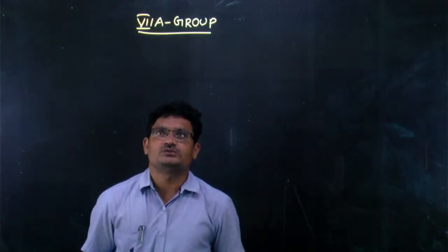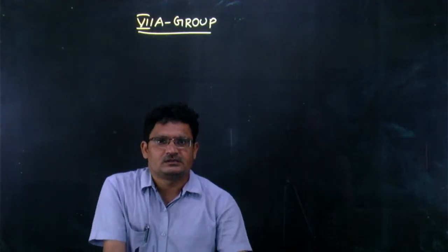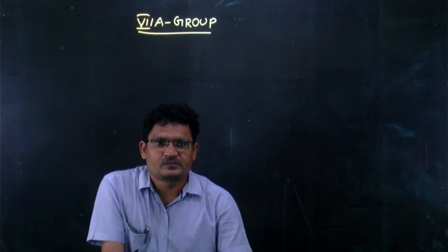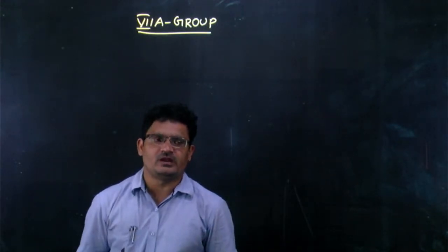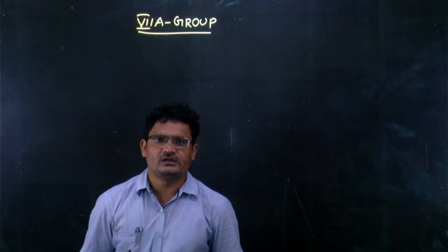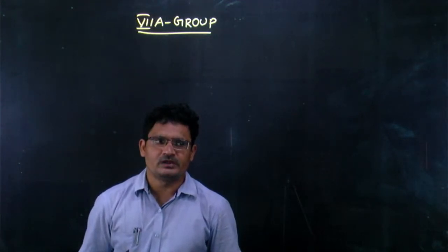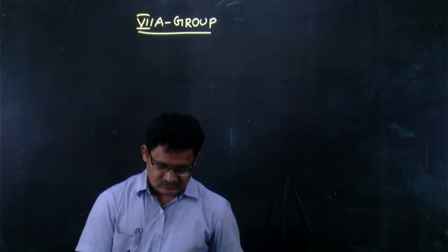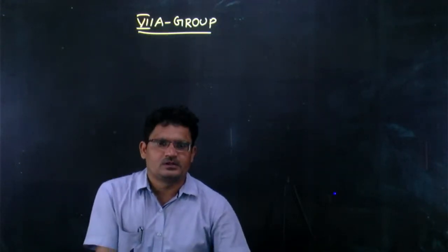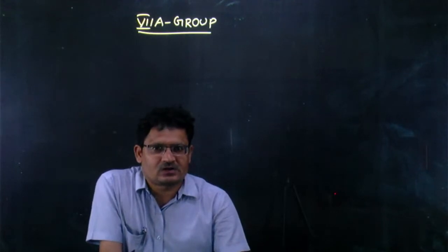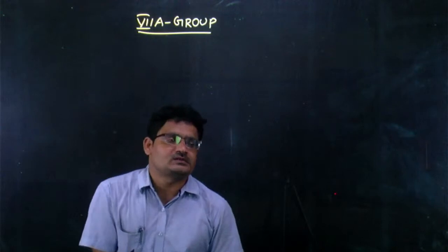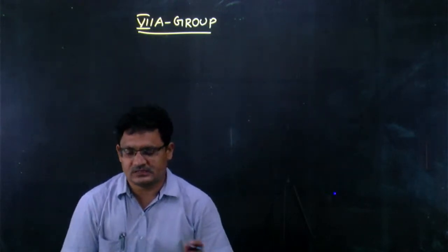Today we discuss the seventh group elements. The seventh group elements are nothing but the halogen family. That means these seventh group elements are fluorine, chlorine, bromine, iodine, astatine. Of course, in every group, the first topic is electronic configuration. At the same time, for the seventh group elements, the first topic is also electronic configuration.